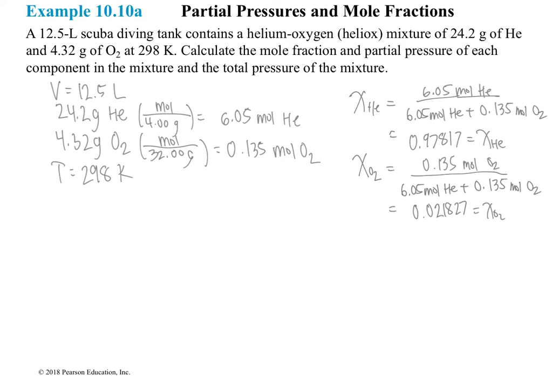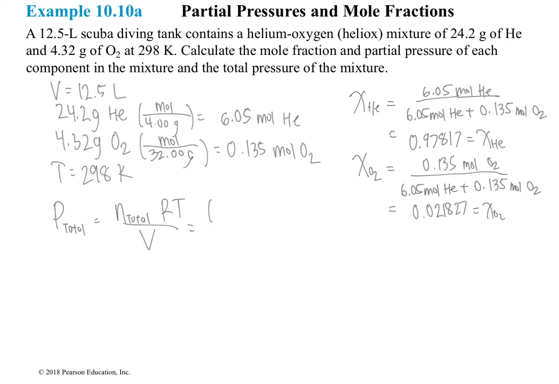Now, you can either find the total pressure by adding up our total moles and then using R, T, and V, or we can do partial pressures of each one and then add up those. So I'm going to actually find the total pressure, but you could do either way. You'll get the same answer. The total pressure is going to be equal to the total moles times RT over V.